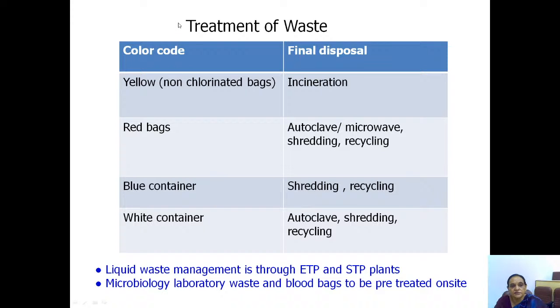So to summarize, the color code yellow goes for incineration, the red bags for autoclave, microwave, subsequent shredding and recycling, the blue containers again shredding and recycling. Blue means the ones which have all the broken glass, and the white container which is the puncture proof, again autoclaving, shredding and recycling. And those needles can also be smelted and the metal reused.